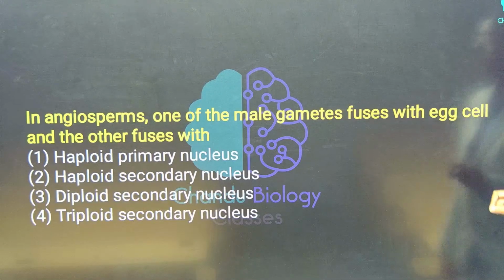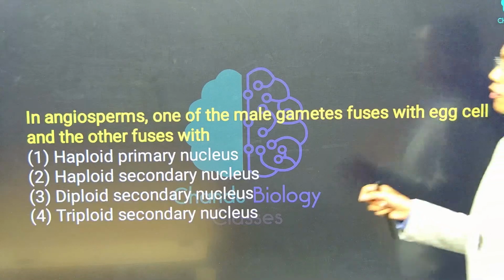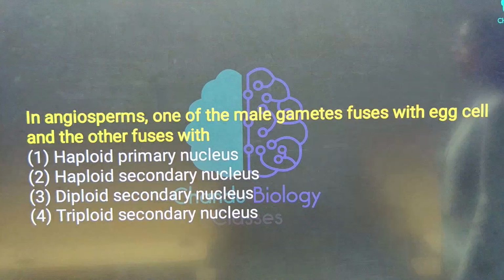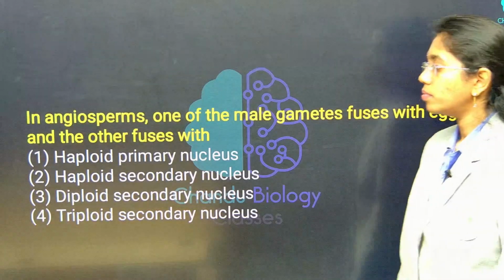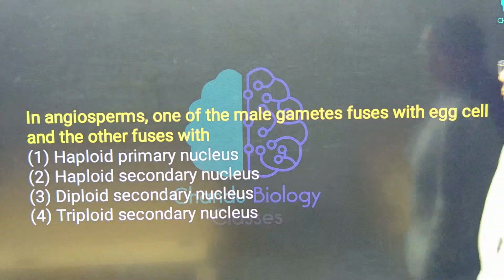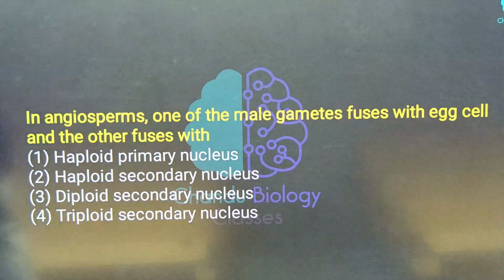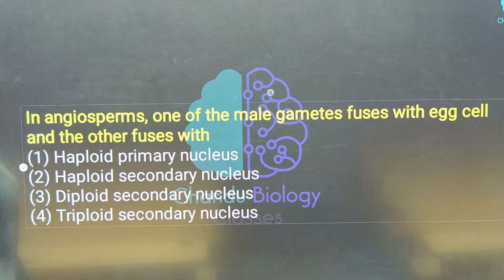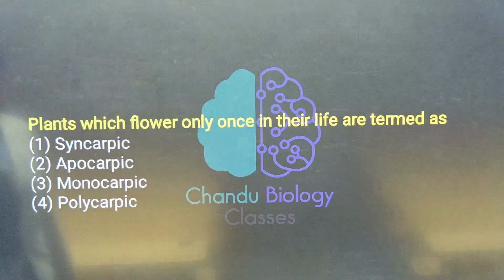In Angiosperms, one of the male gametes fuses with egg cell and the other fuses with the ploidy of secondary nucleus. Easy. Waiting for the answer. Yeah, the right answer is option 3, which is diploid secondary nucleus. Next.